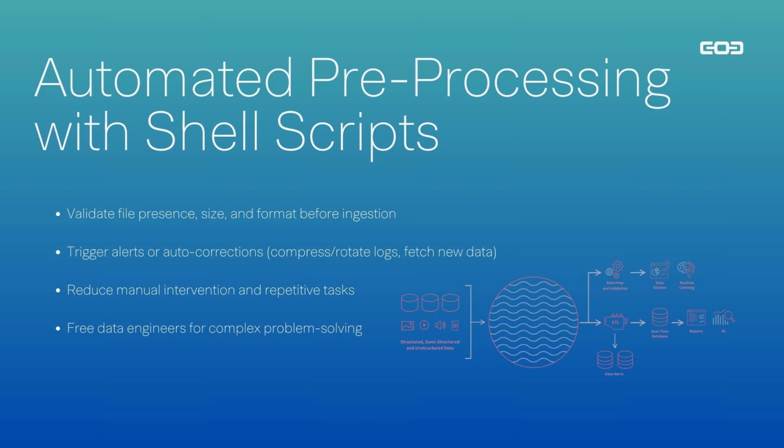In enterprise environments, teams might rely on shell scripts to do pre-processing checks. For example, before ingesting logs into a data lake, a script might verify that a certain file is present, that it's not empty, and that it has the correct format. If any checks fail, the script triggers an alert or automatically attempts to fix the issue, like compressing old logs, rotating them out, or fetching new data from a remote source. Those kinds of automations greatly reduce manual intervention, freeing data engineers to focus on complex problem solving rather than repetitive tasks.